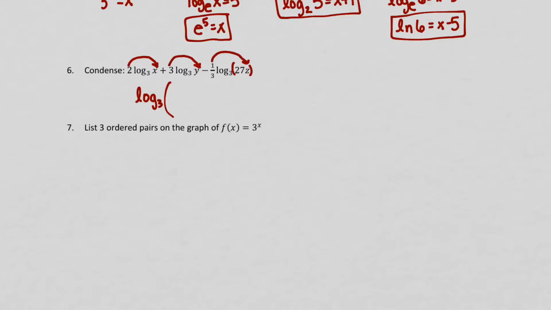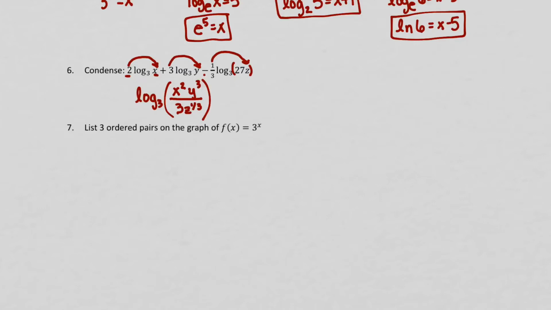So I move that 2 over here to the x, so I start with an x squared. It has a plus sign, so that means I'm actually going to multiply the inside of the next log. And I say that's y to the 3rd power, because that 3 moved up to the power. Then it has a subtraction symbol. That means division. And inside my log, I have 27z, but all of that is taken to the 1/3 power. So the 1/3 power of 27 is 3. And then I have z to the 1/3 on the bottom. So that's as condensed as it gets.